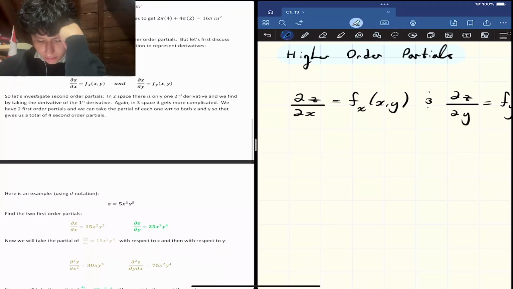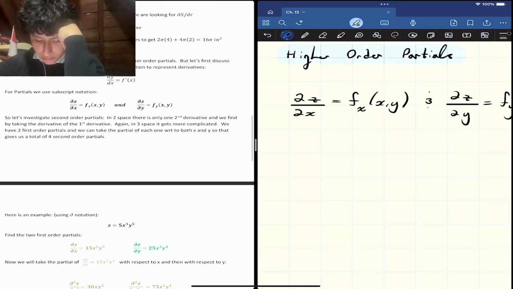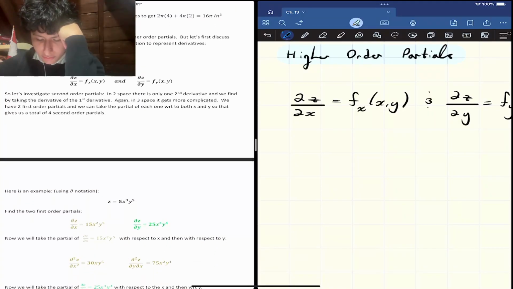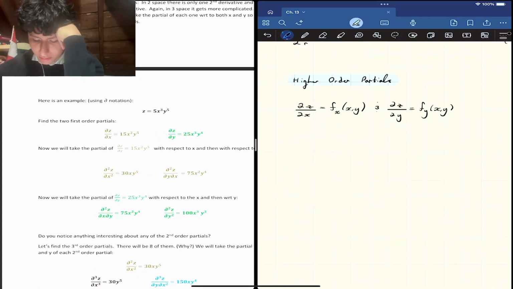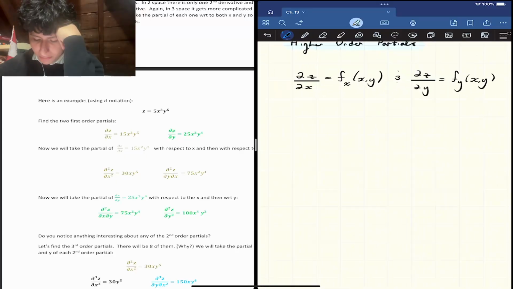Okay, so let's first investigate second order partials. In two-space, there's only one second derivative, and we find it by taking the derivative of the first derivative. Again, in three-space, it gets a little more complicated. So we have 2 first order partials, and we can take the partial of each one with respect to both x and y, so that gives us a total of 4 second order partials. Okay.